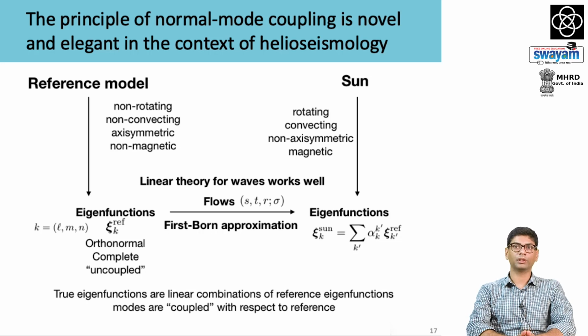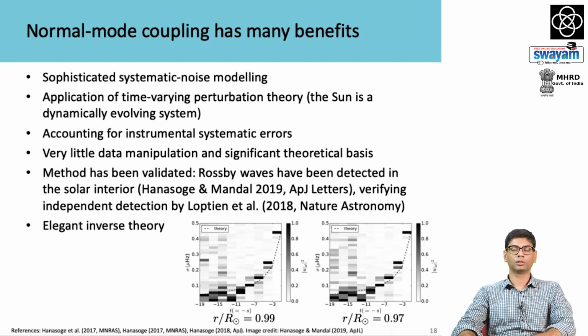From these coupling coefficients, we can construct an inverse problem that connects the reference model to the sun, and you can determine all these properties such as rotation, convection, magnetism, and so on. And it's a very powerful technique. It has many advantages. You can model the background noise of these measurements very accurately. You can apply time varying perturbation theory, which is to say that the sun is a time varying system, and these measurements automatically take that into account.